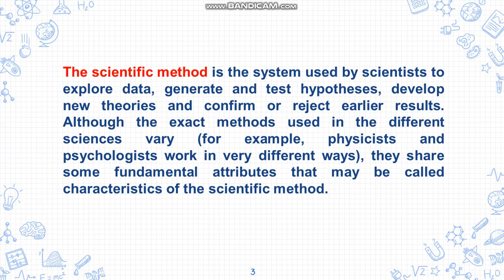First of all, what is scientific method? Scientific method is the system used by science to explore data, generate and test hypotheses, develop new theories, and confirm or reject earlier results. Also, the exact methods used in the different sciences vary. They share some fundamental attributes that may be called characteristics of the scientific method.